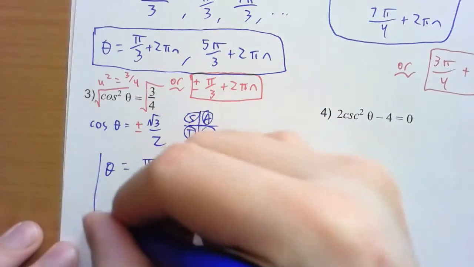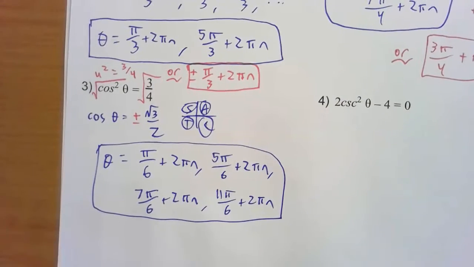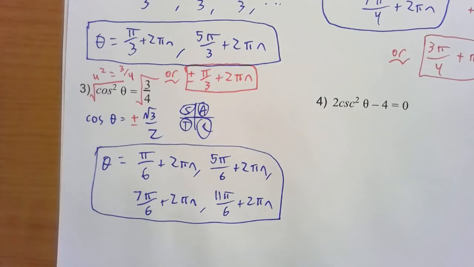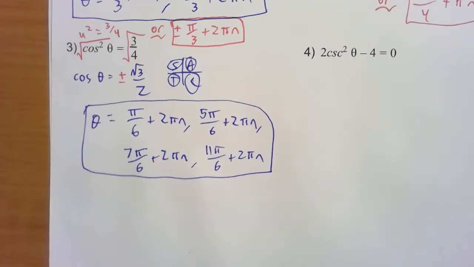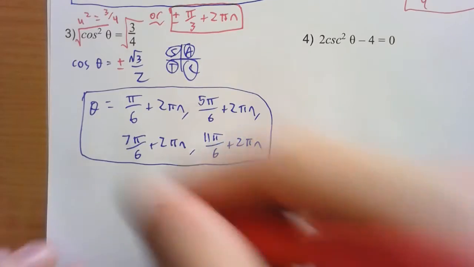So we can just write out all 4 of those angles from each of the quadrants, tack plus 2 pi n on them, and call it good. That's a great answer. Right? It might not be the answer you see in the back of the book, though.